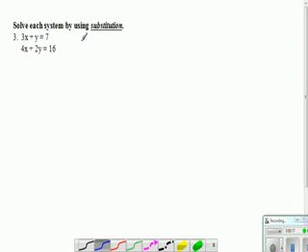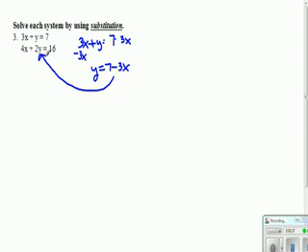To isolate the y in the first equation, you have to get the 3x to turn into a 0. So in order for that to happen, you have to subtract 3x on each side. So I know y is equal to 7 minus 3x. Then I have to take that 7 minus 3x and plug it into the other equation where the y is.